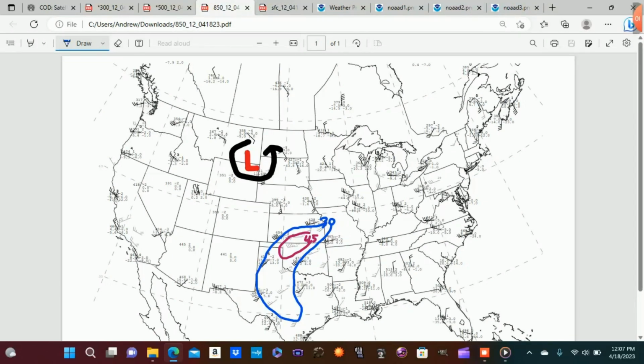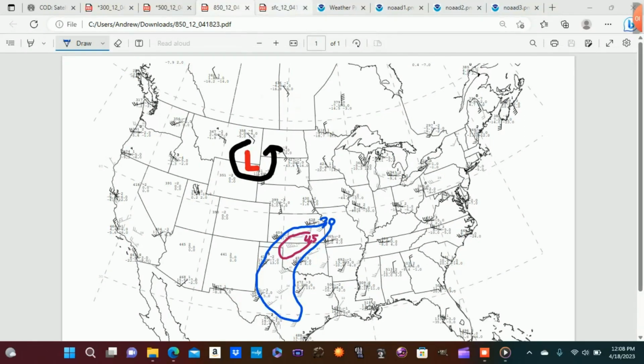You just take your wind measurement in knots and multiply it by 1.15, and that is your wind speed in miles per hour. And this low-level jet is going to be bringing warm and moist advection over the coming days into the middle part of the country.